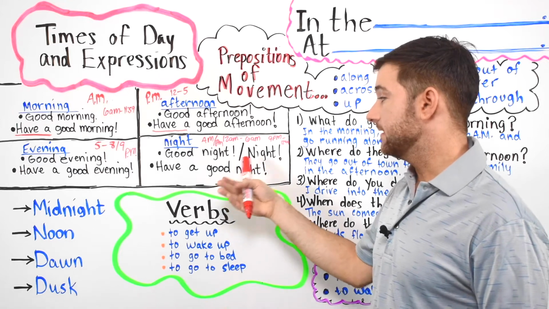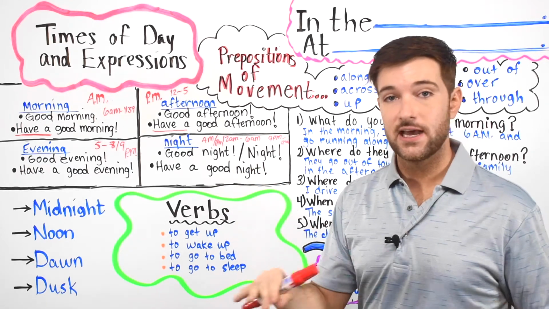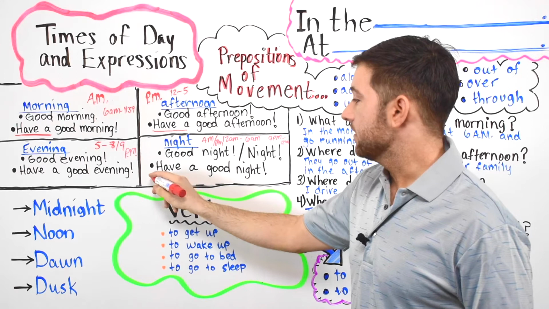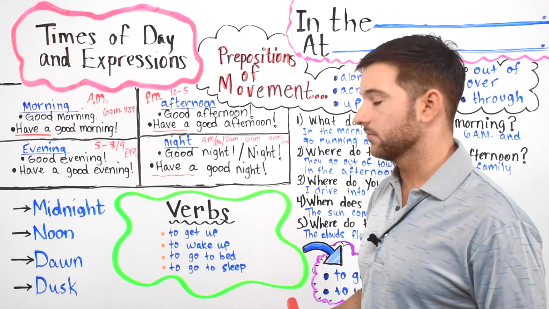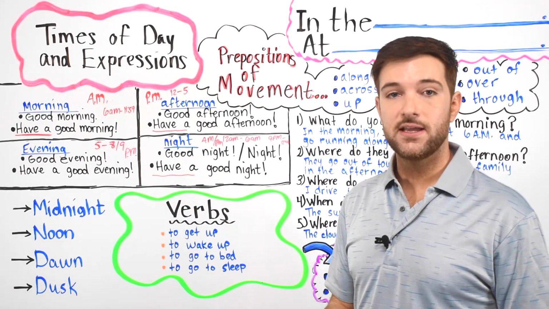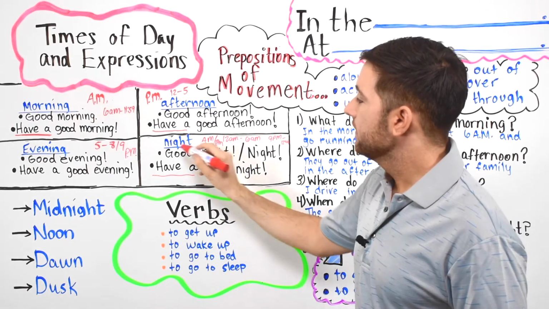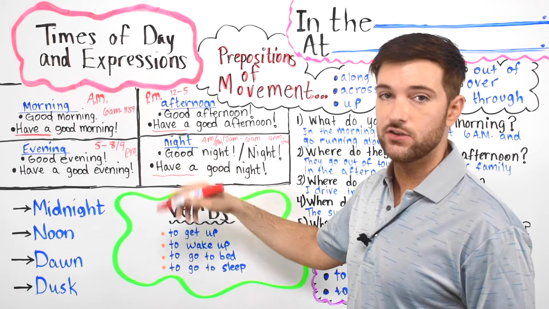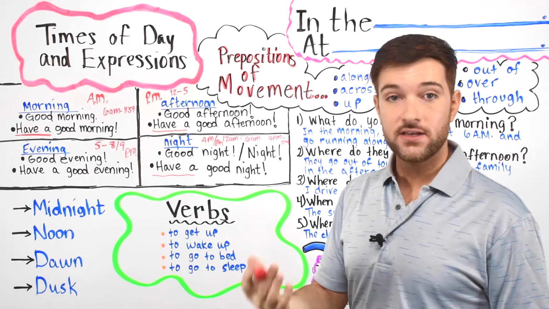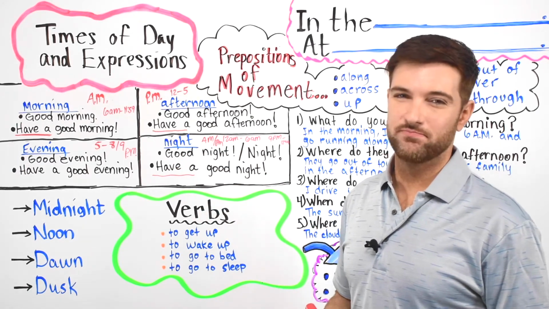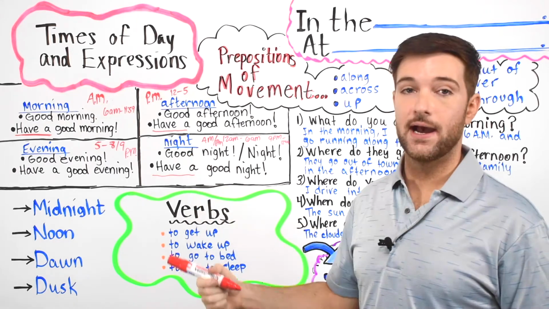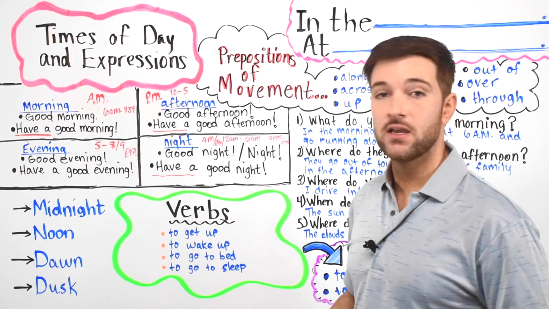Or you could just say night, simple, fast night. Or you could say again, have a good night, right? Goodbye, have a good night. Okay, so pretty easy. Just remember, night is a little bit different, okay? You cannot say, hi, good night, right? It doesn't sound good. You only use night for goodbye situations, okay?